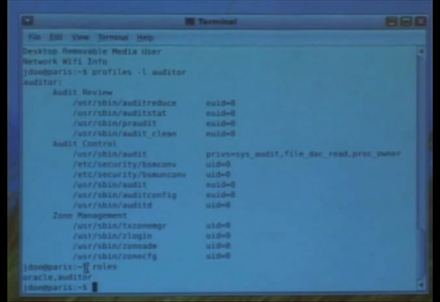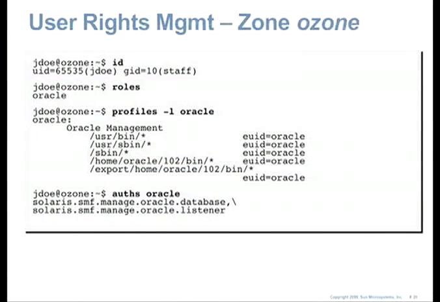So this shows you already that the namespace management is zone specific. You can have different namespaces and assignments here in individual zones versus the global zones. And they can even be different across different zones. So here the auditor is allowed to do audit management, control, and zone management. Good. Let's go back to the slides.